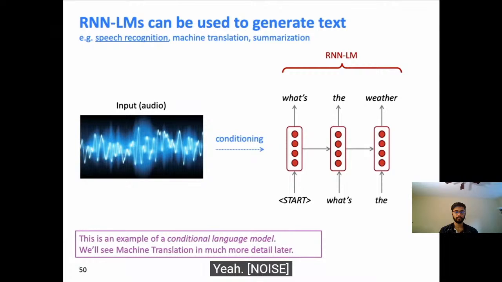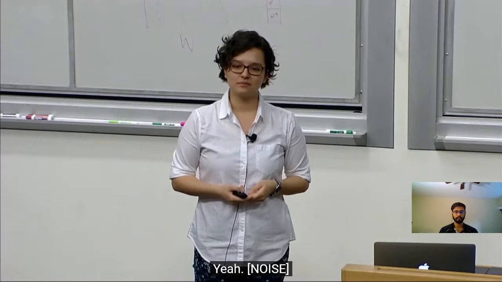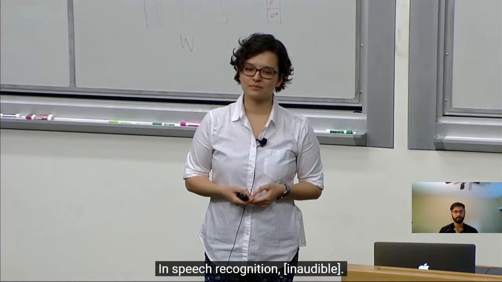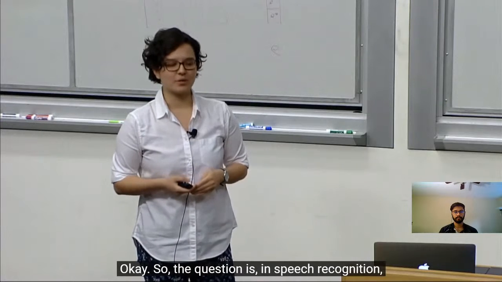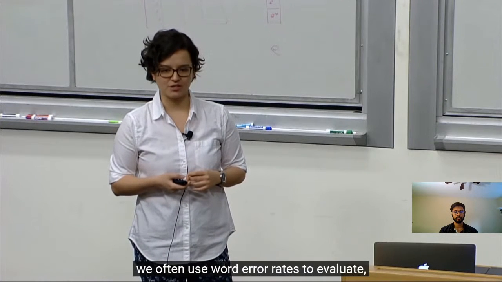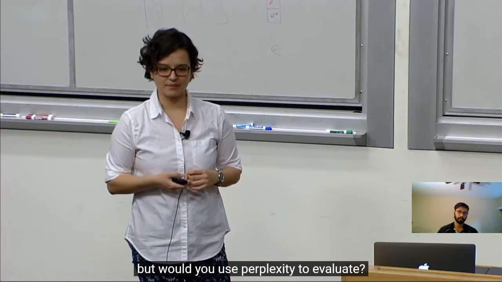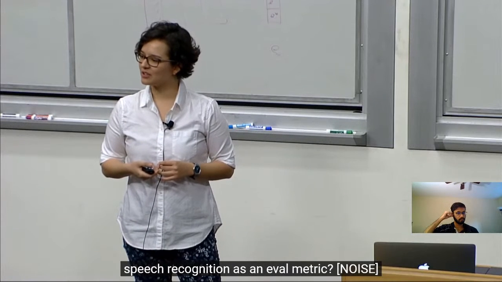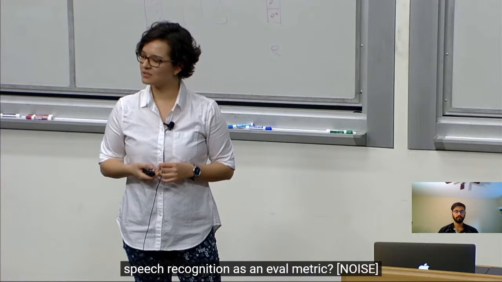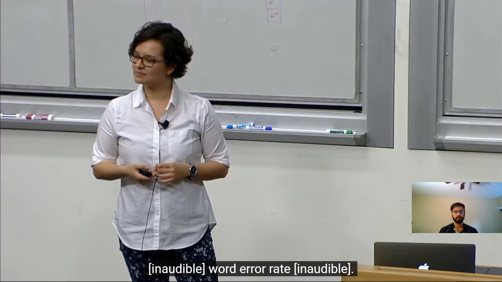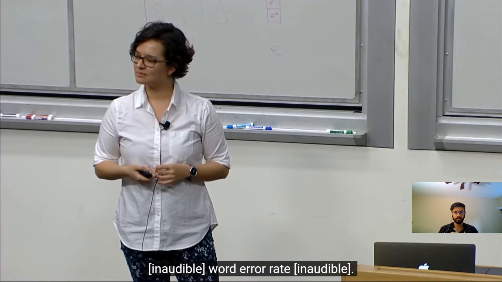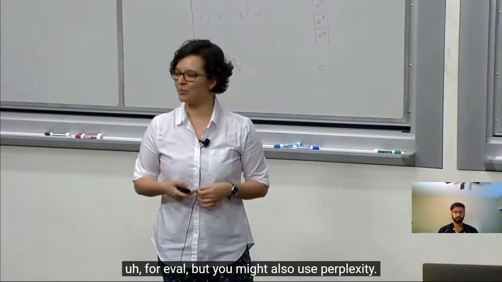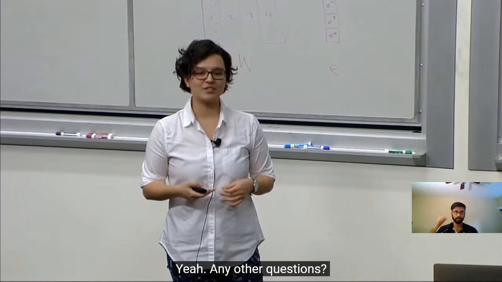Yeah? The question is, in speech recognition, we often use word error rate to evaluate, but would you use perplexity to evaluate? I don't actually know much about that. Do you know, Chris, what they use in speech recognition as an eval metric? For speech recognition, word error rate is standard, but if you want to evaluate just the language model part, people use perplexity. Right. So the answer was you often use WER for eval, but you might also use perplexity. Any other questions?